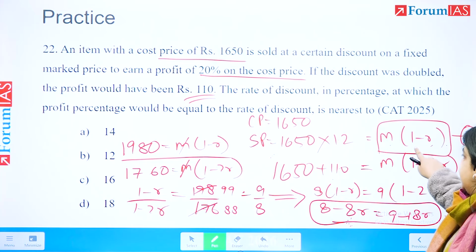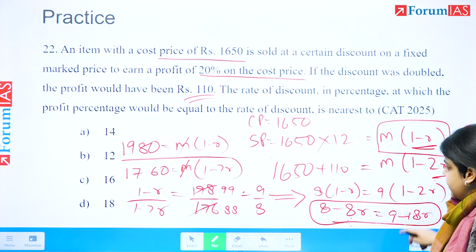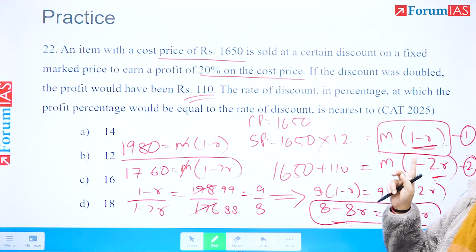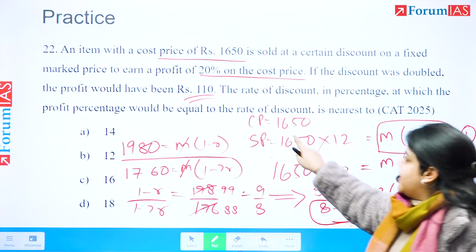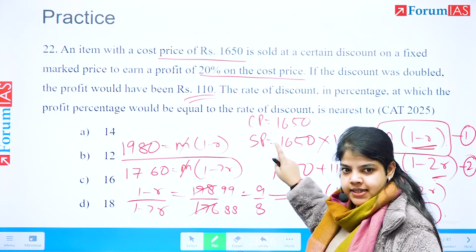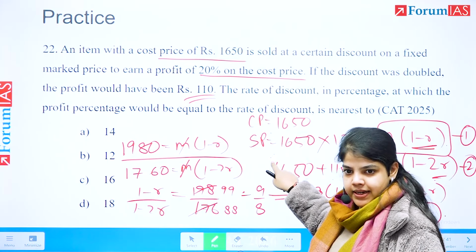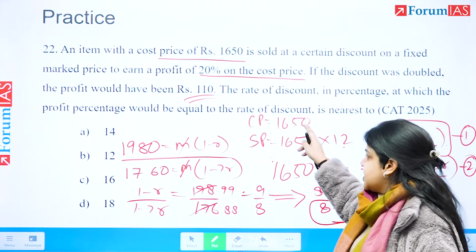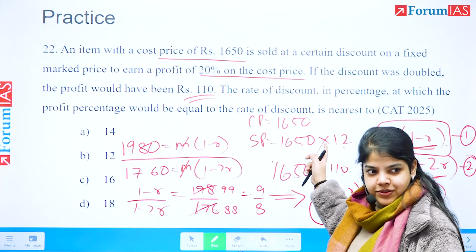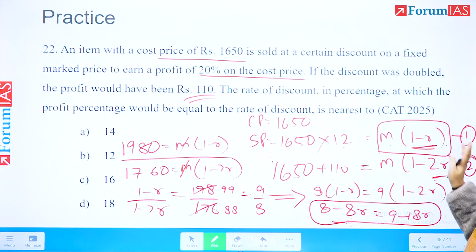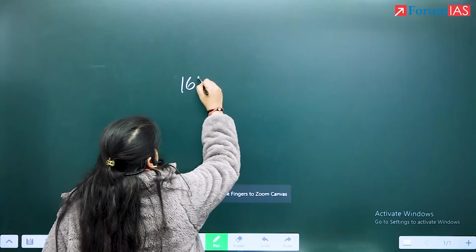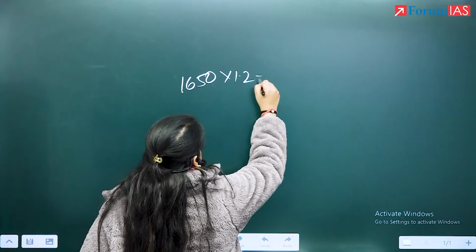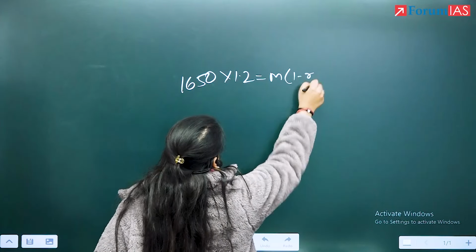So if you're replacing your 1 minus R, okay, once again, cost price 1650. This implies selling price 1650 into 1.2. Correct? I hope. Let's solve it together. Cost price 1650, selling price 1650 into 1.2, which is equal to mark price into 1 minus R, equation number 1. Let's write it on the board. So 1650 into 1.2 is equal to mark price into 1 minus R.